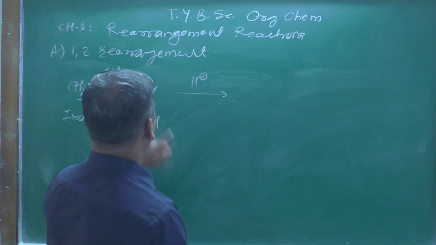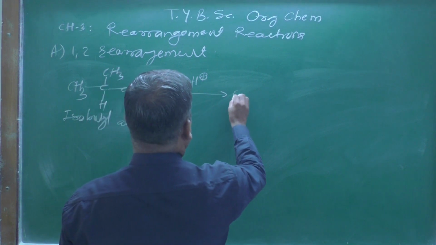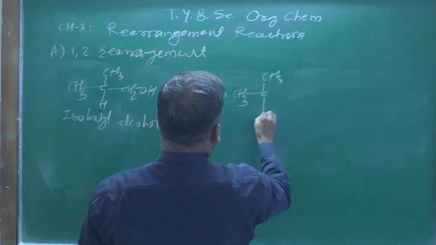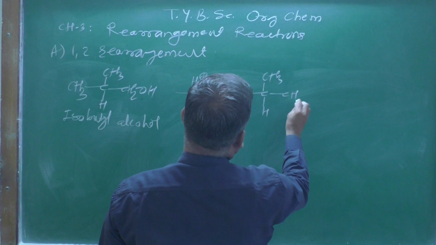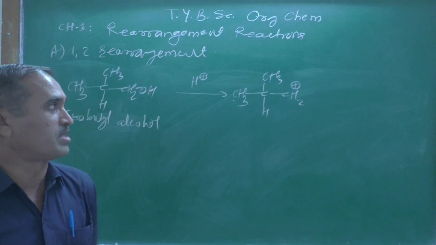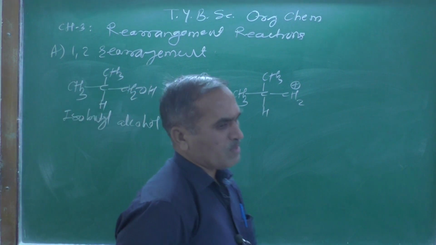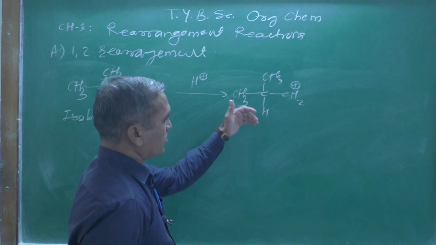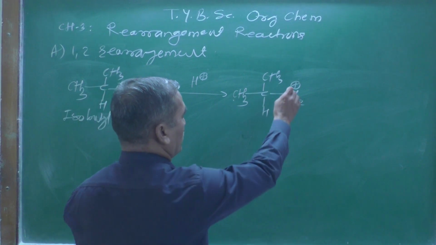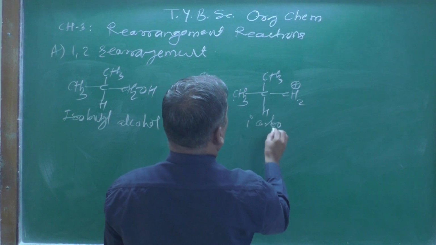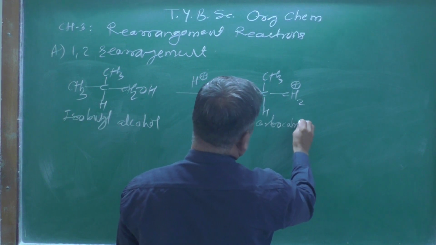So after departing that, what are you going to get? You are going to get CH3, the methyl group here, one hydrogen atom, and here CH2 with a positive charge present on this. If you observe this carbocation carefully, tell me what is the nature of this carbocation. The nature of this carbocation is a primary carbocation. This one is a primary carbocation, right?